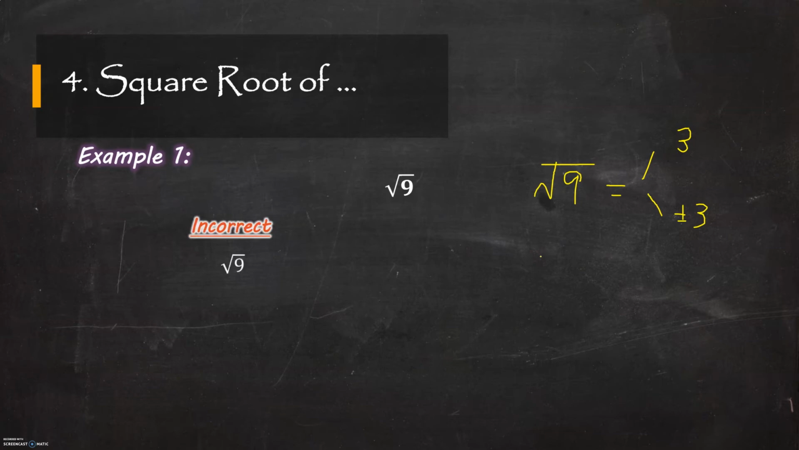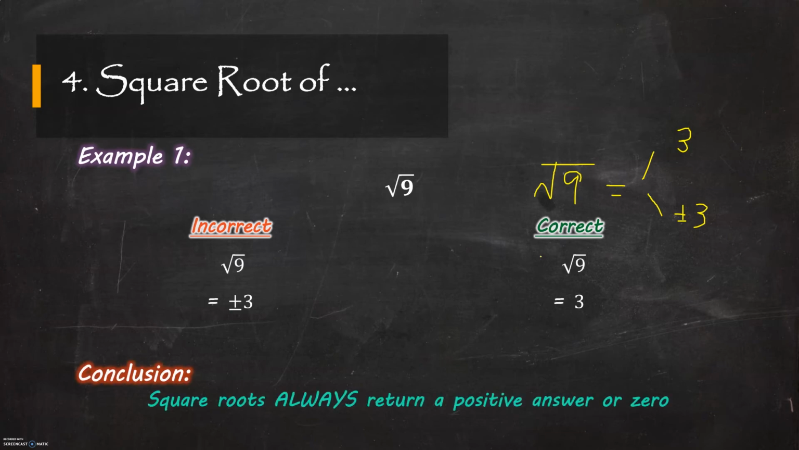The incorrect one is plus minus 3, and the correct one is positive 3. Why is that? That's because square roots always return a positive answer or 0. And sometimes you may see a negative answer or number. That's when you have a negative sign in front of the square root.